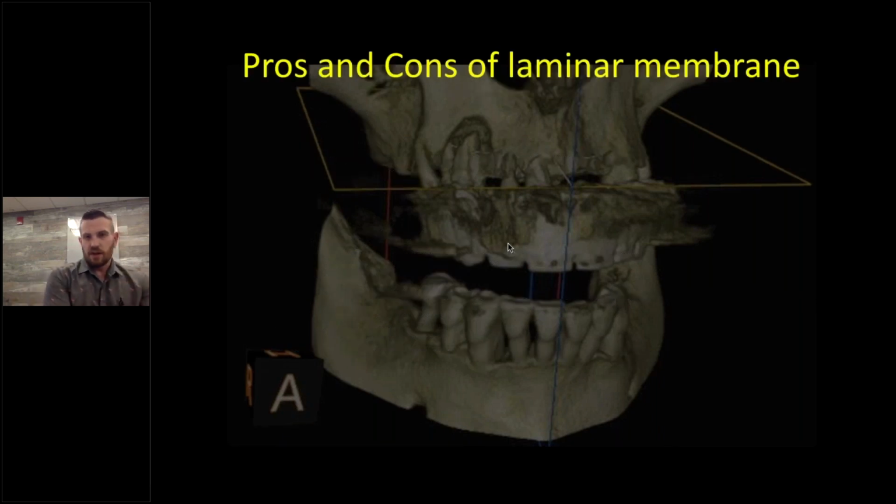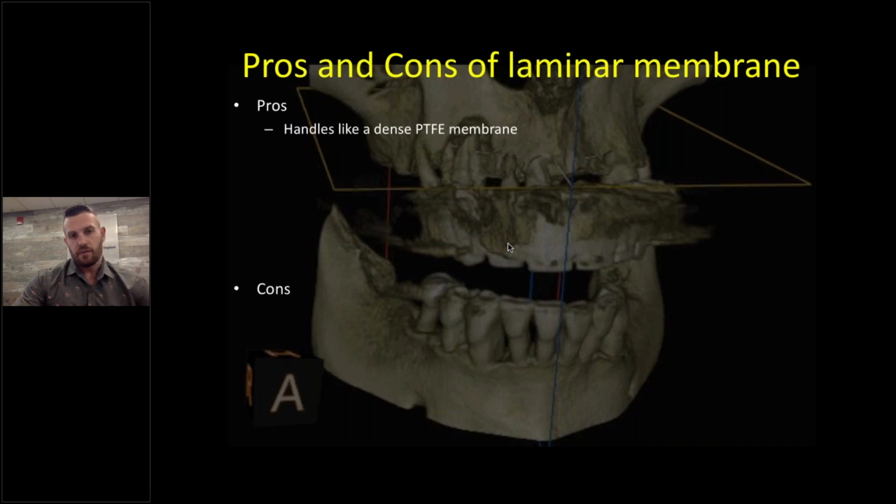So some of the pros and cons of the laminar membrane. There's a lot of pros, but there's also cons, as to everything in dentistry. First I'll go through some of the pros, and the pros would be that it handles like a dense PTFE membrane. And it's actually a con too, but I'll describe that later. So the handling and utilizing it like a PTFE membrane is that you can put it in place, and as long as it is fixated, it will stay fixated, as long as it's properly fixated.